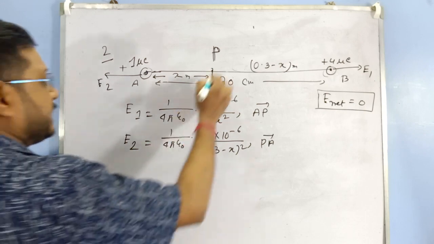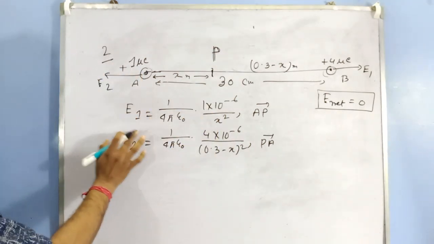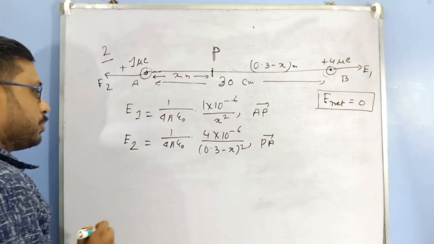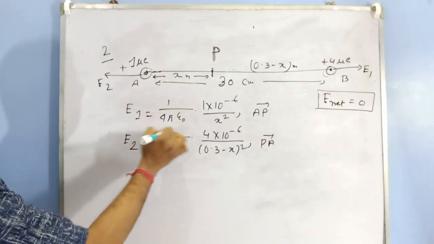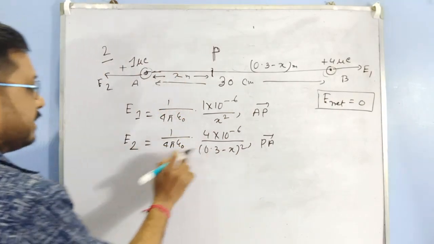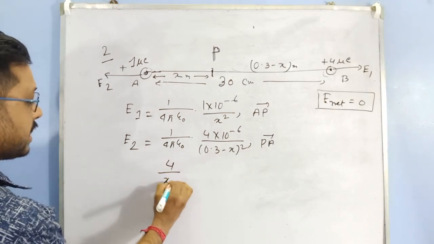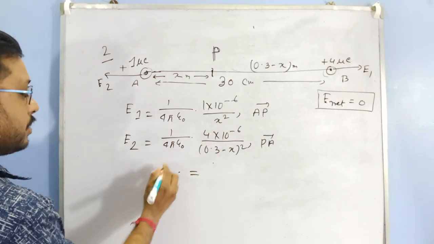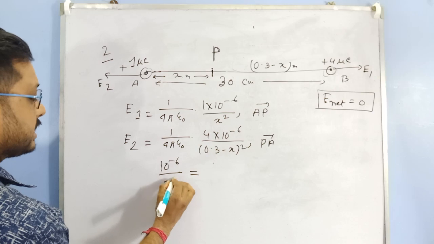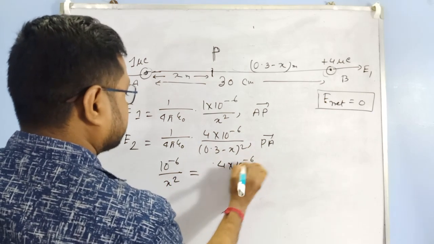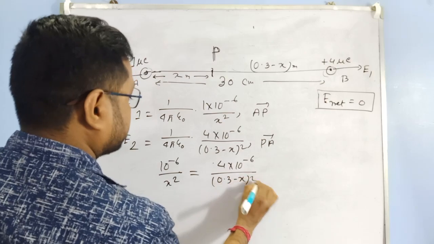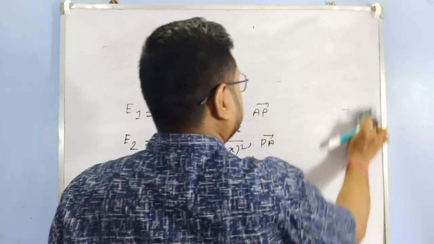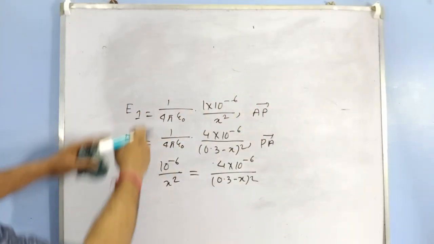As the net electric field is 0, the resultant of these two must be 0. So, we can say that E1 equals E2. If we put E1 equal to E2, then 1 by 4 pi epsilon 0 cancels, and we get 10 to the power minus 6 by x square equal to 4 into 10 to the power minus 6 by (0.3 minus x) square. As the resultant intensity is 0, the electric fields must be equal and opposite.